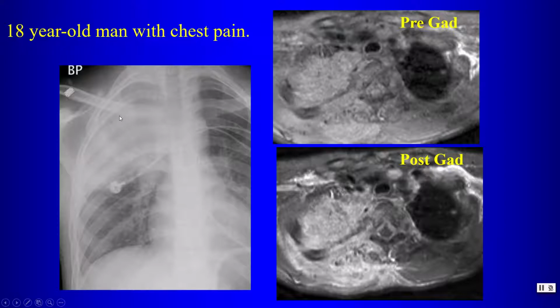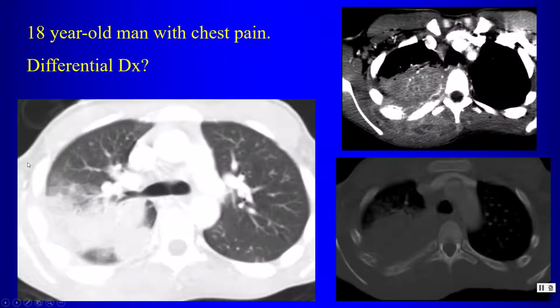lobe, and we see here on MR that it is actually invading the chest wall, extending through the bone into the subcutaneous soft tissue. So here, if we're dealing with infections, we have to think of infections that might involve the lung and the chest wall. We've seen nocardiosis is an infection that can do that. Certainly tuberculosis can also do that.